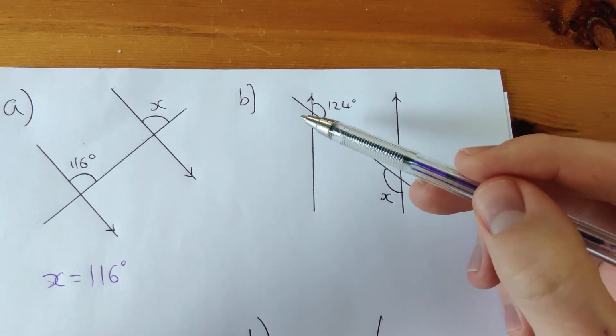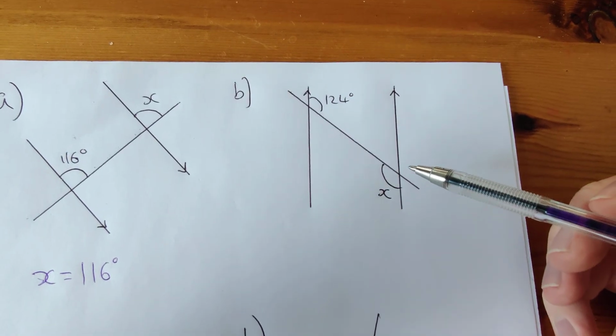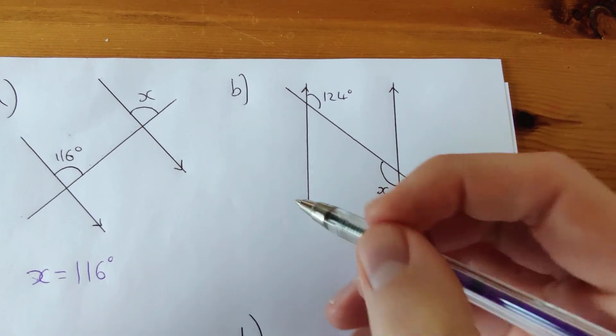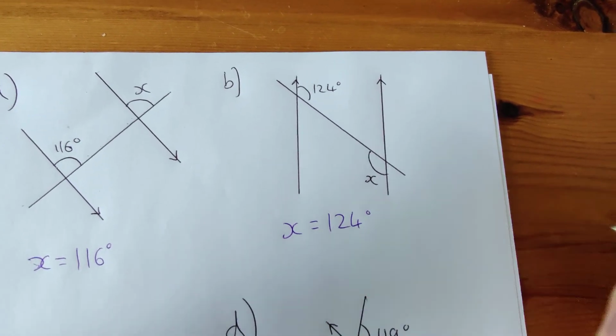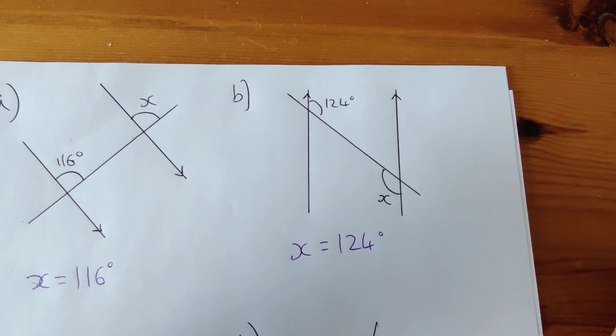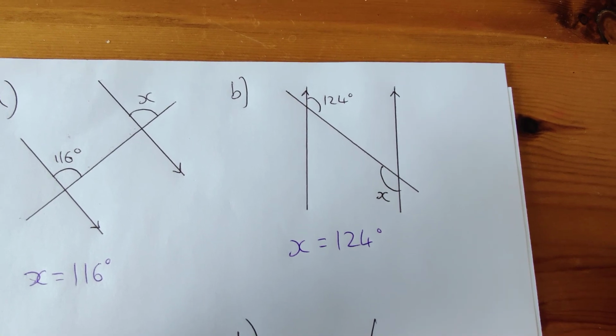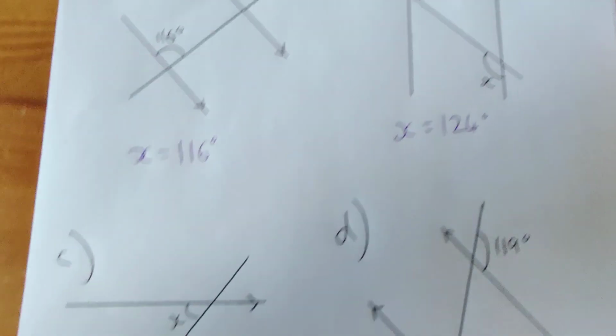X could be there or 124 could be there. And we know the opposite angles are the same. So again, X equals 124 degrees, but this time they are alternate angles. So if I was asked to give a reason, I could say they're alternate angles.